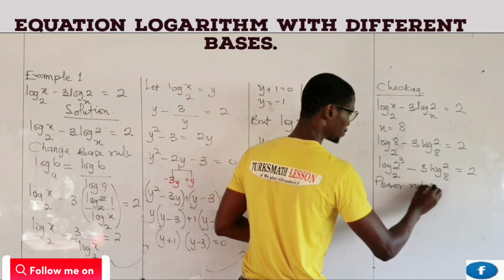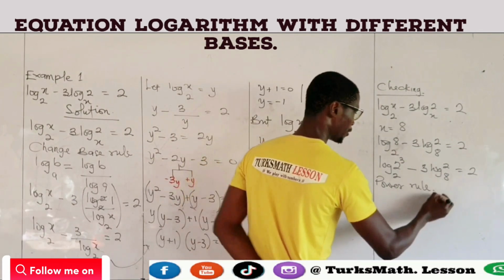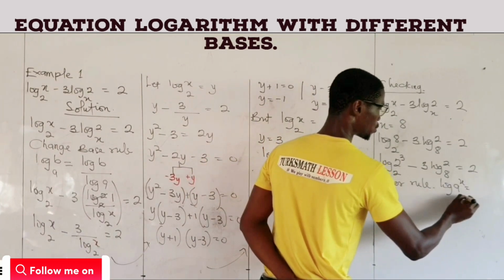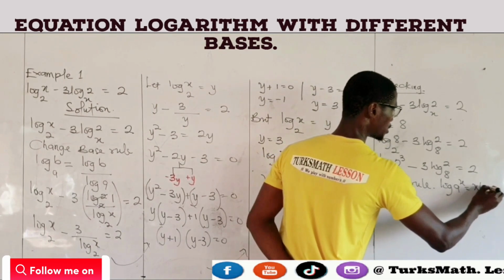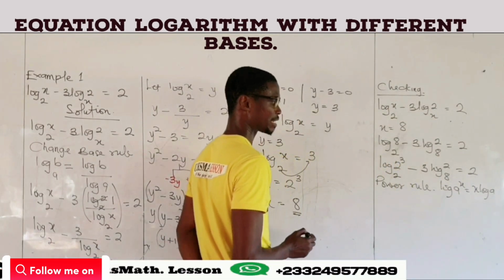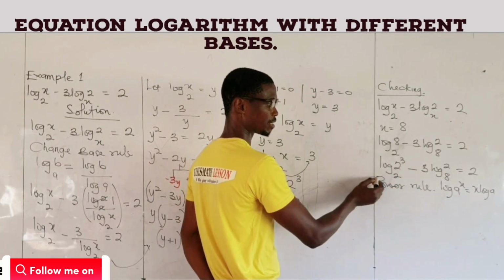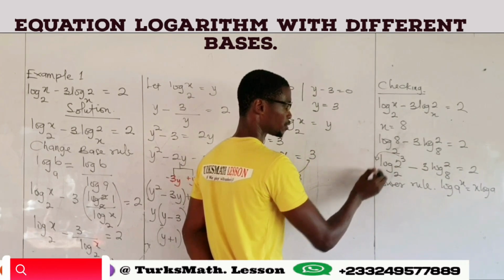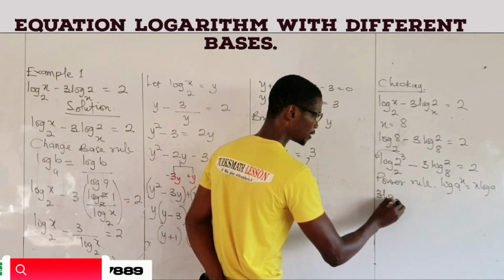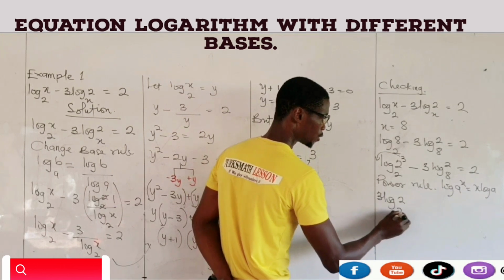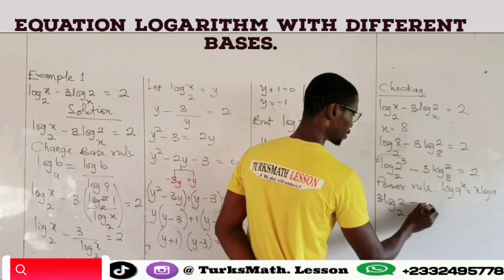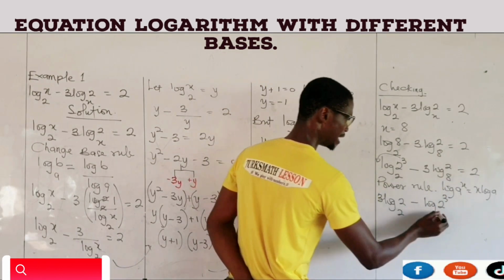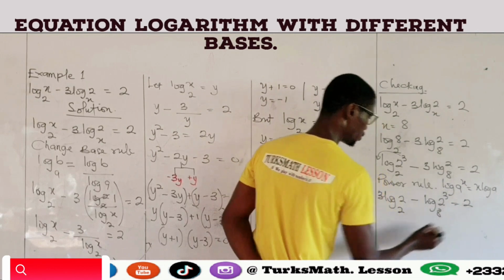When you talk about the power rule, they say something like log a exponent x is equal to x log a. Do you get it? So here we have something like this. Then here, inverse, so the 3 will move here. So we have 3 log 2 base 2 minus log 2 base 8 equals 2.